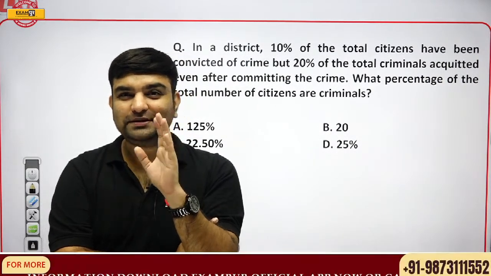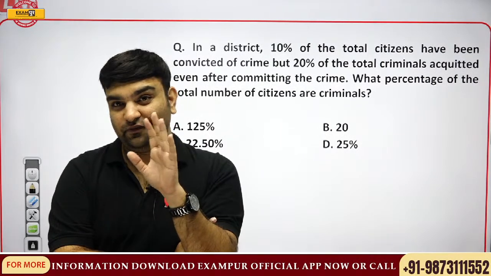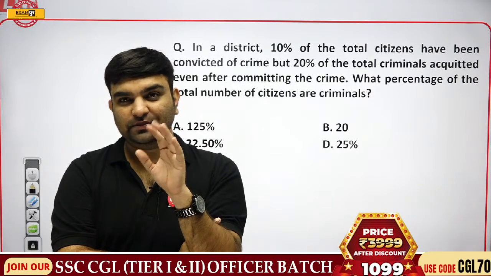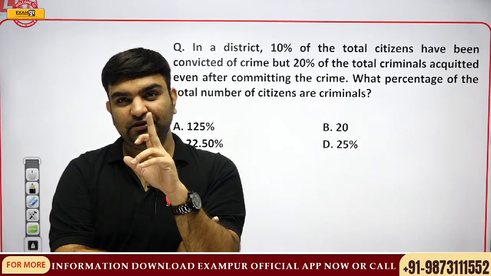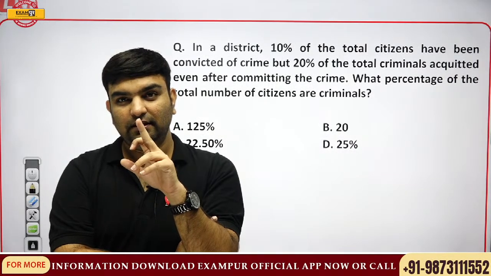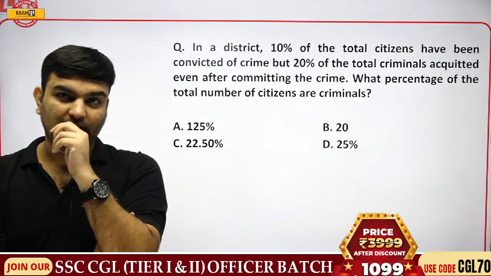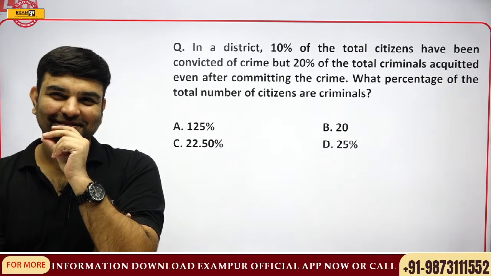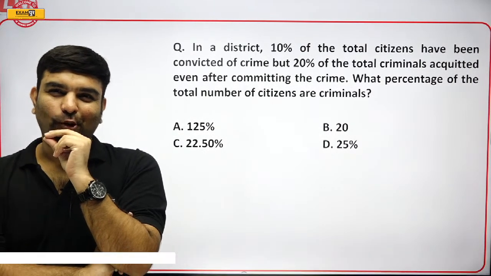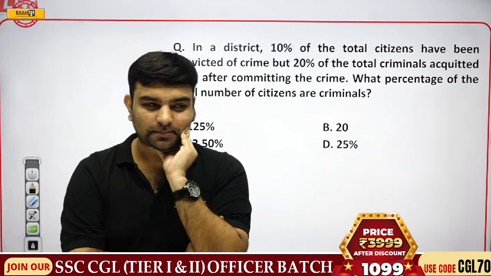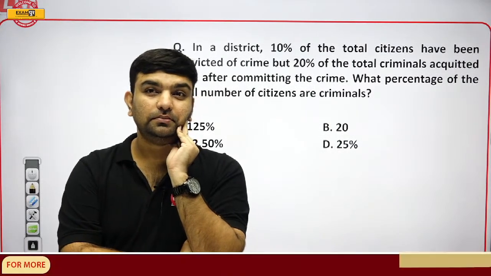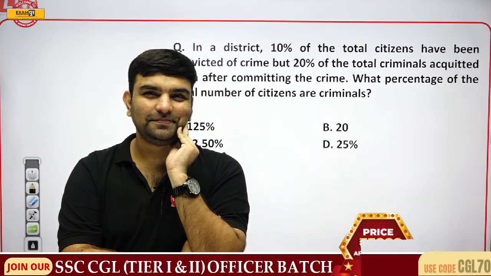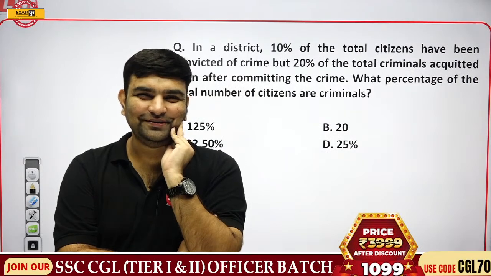In a district, 10% of the total citizens have been convicted of crime. But 20% of the total criminals are acquitted even after committing the crime. What percentage are criminals?